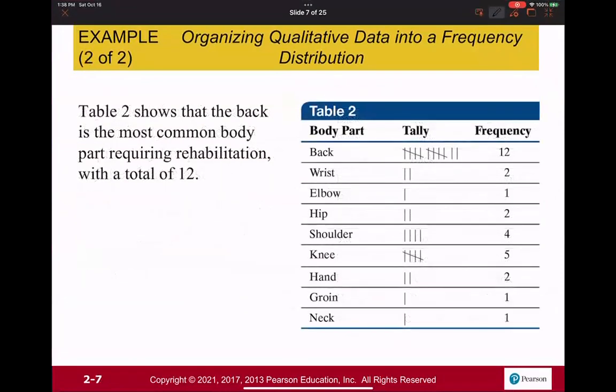And let's see if we missed anything. So they tallied everything up. Their list is a little bit different than mine. We kind of organized it a little bit differently. But it's all the exact same information.